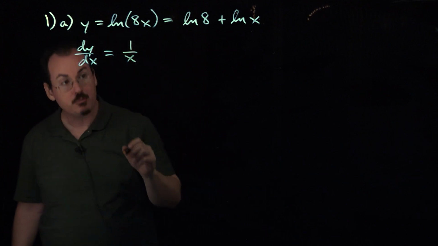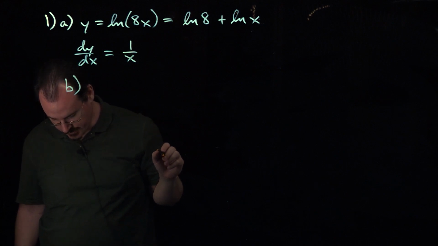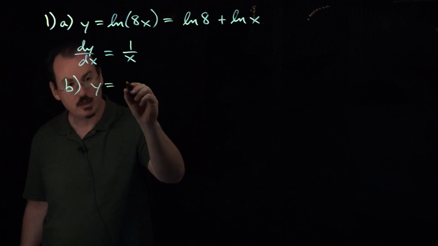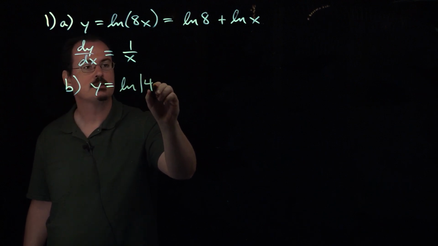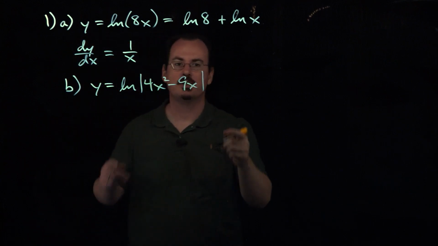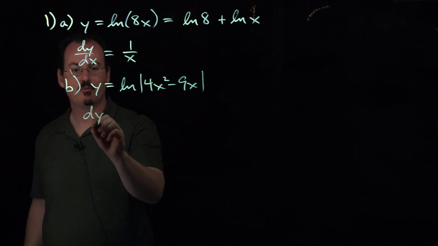Okay, for b, we'll just go as far as we can on this, and then we'll do another video once we run out of room here. We've got y is equal to natural log of absolute value 4x squared minus 9x. And again, remember that it really doesn't matter that we have these absolute value bars here. The derivative is treated in the same way.